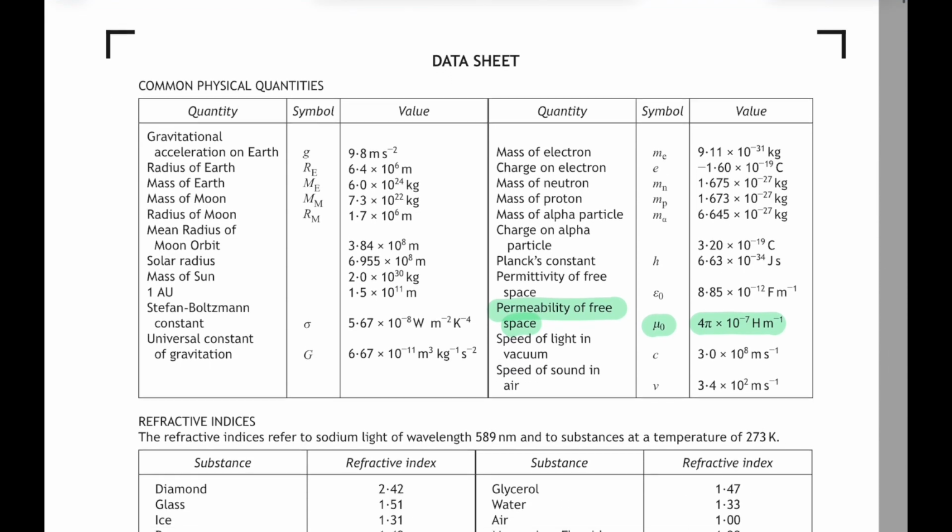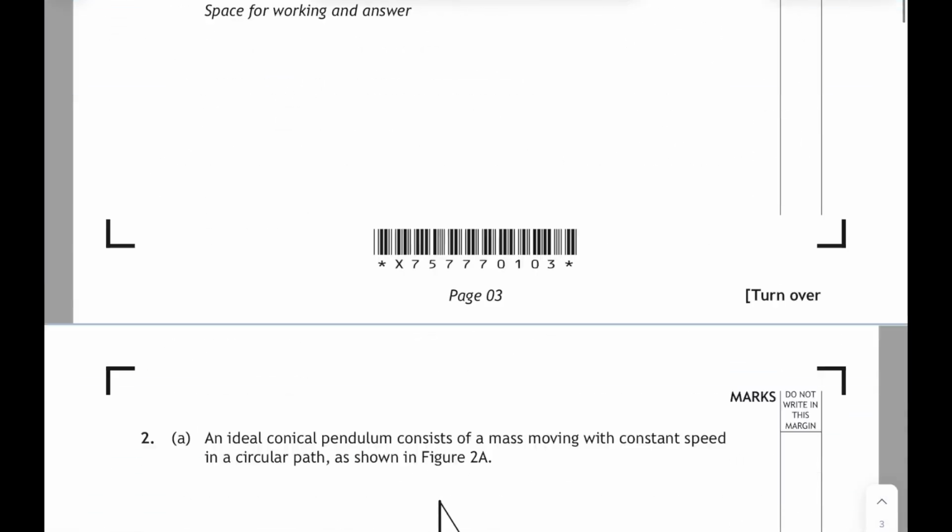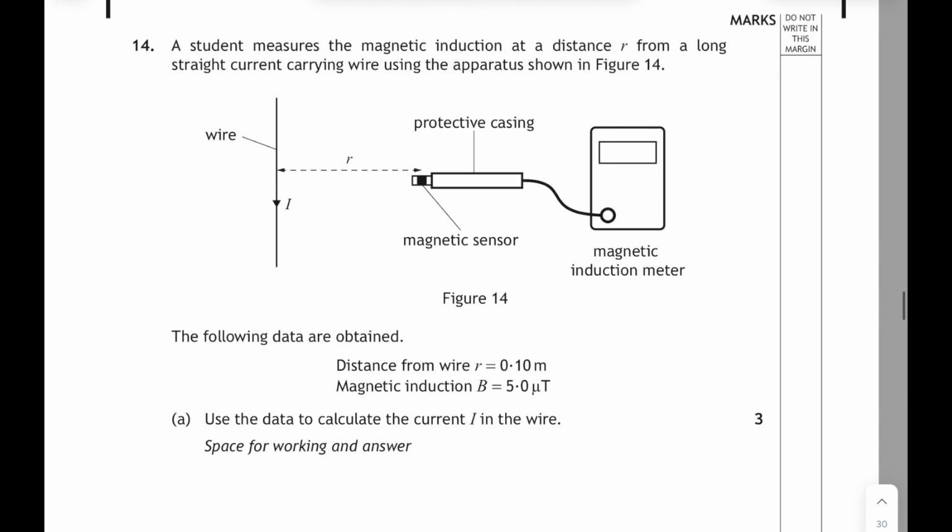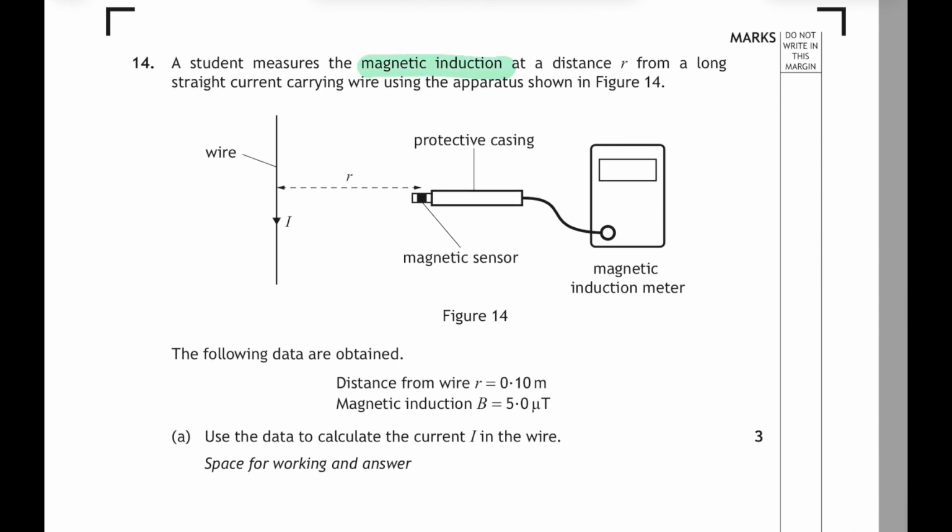So, 2016, let's have a look at question 14. A student measures the magnetic induction at a distance r from a long straight current carrying wire using the apparatus shown in figure 14. So we've got a magnetic sensor there, and it's measuring the size of the magnetic field, if you like, at a distance from that current carrying wire.